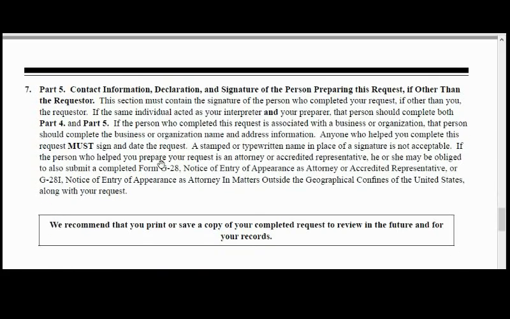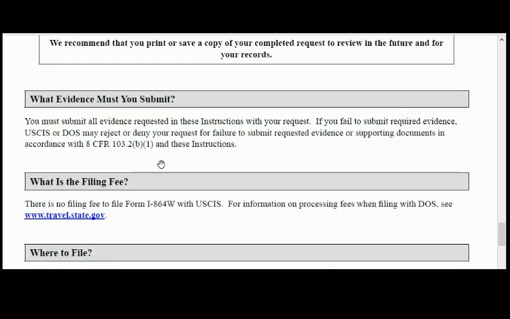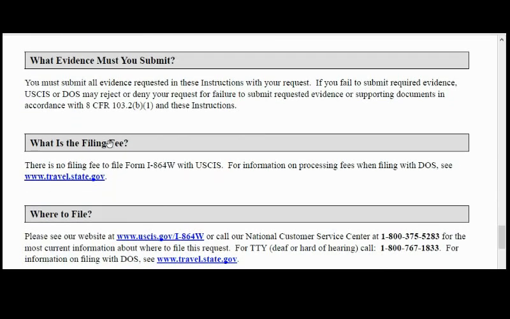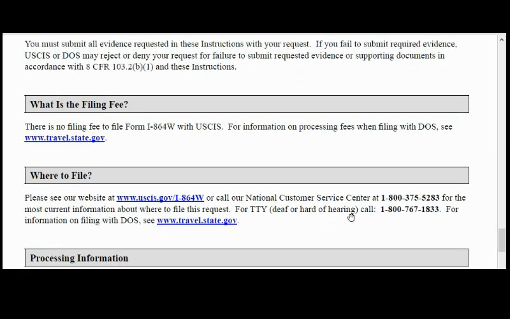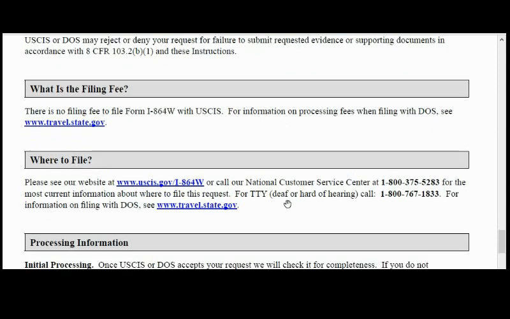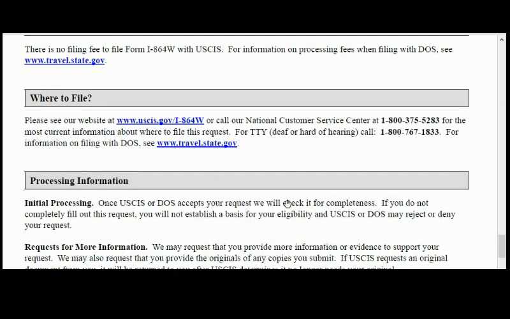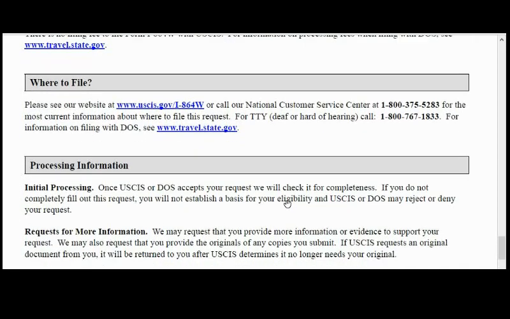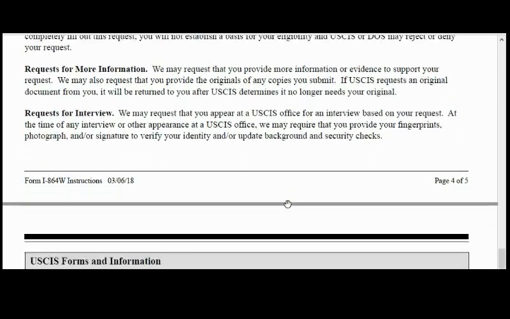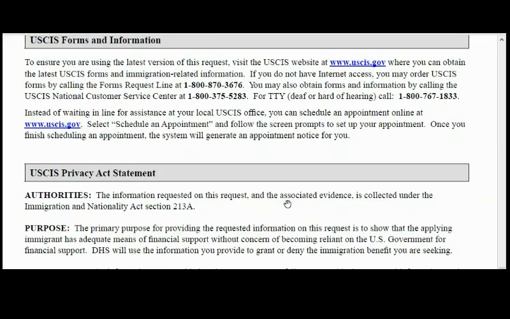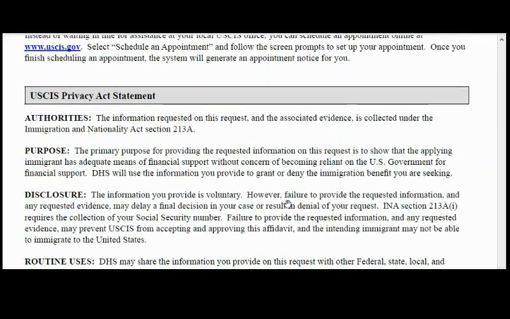And then on the instruction, they show you the fee, which I already talked about, and where to file the form. You can call this number. You can call the USCIS National Customer Service Center to get accurate information about where to send the form. Okay, so basically that's what Form I-864W is about. Like I said, when I have a chance, I'm going to show you how to fill out the form in depth.